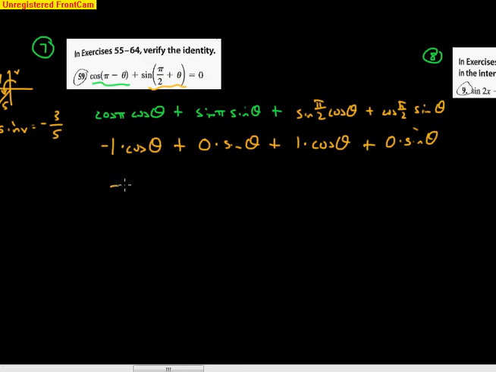And now what do I get here? I get a negative cosine theta. This goes away. I get a positive cosine theta. And that goes away, 0 times sine. And what is negative cosine plus cosine? That's just 0. And 0 equals 0. There you go. So simple expansion. So remember, in an identity situation, expand that out.